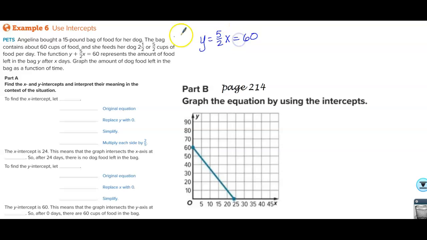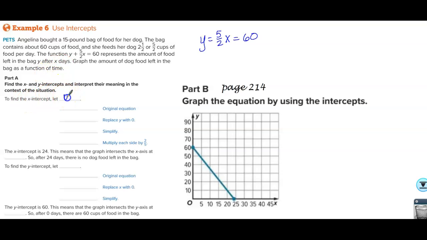Okay. They're telling you Angelina bought a 15-pound bag of dog food for her dog. The bag contains about 60 cups of food, and she feeds her dog 2.5 or 5/2 cups of food per day. The function y plus 5/2 x equals 60 represents the amount of food left in the bag after x days. Graph the amount of dog food left in the bag as a function of time. Well, they've already done the graph for us.